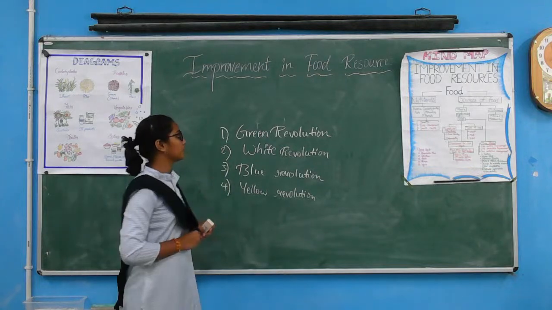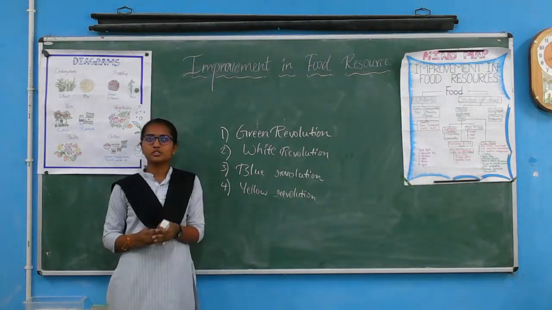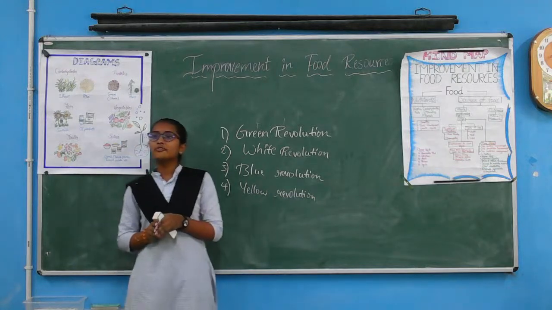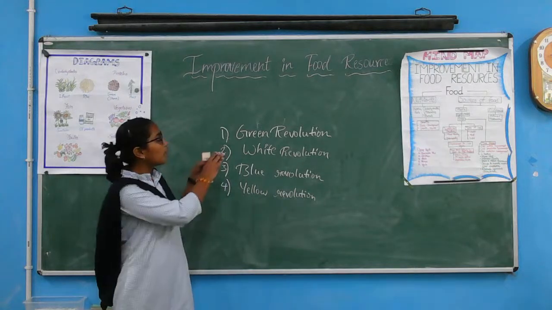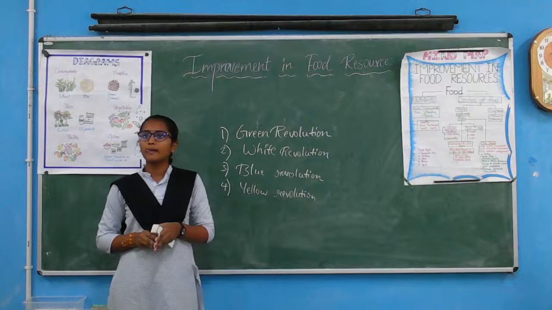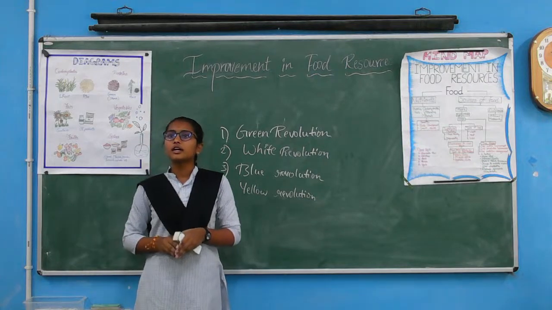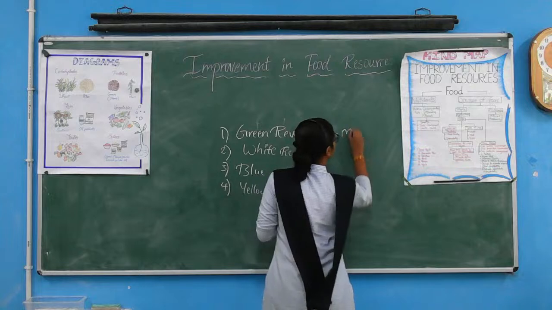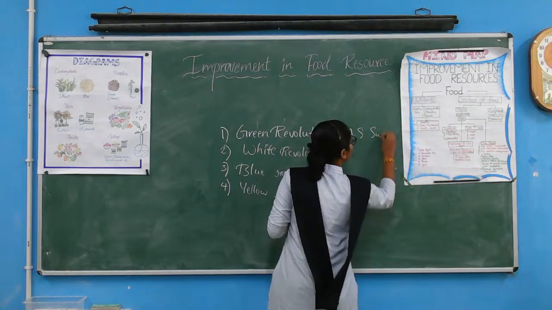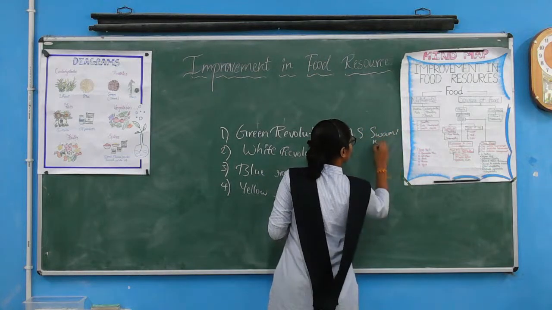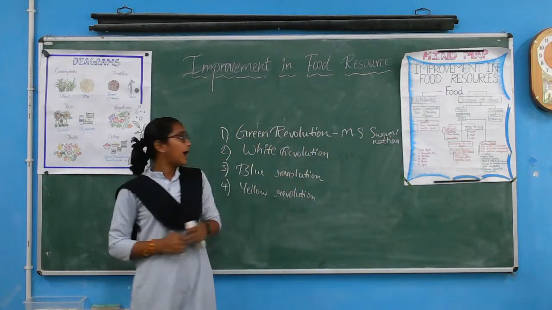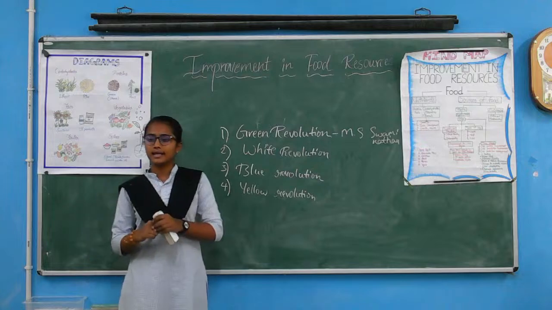First is Green Revolution. It was made for more production of grain so as to feed all the citizens in our country. Can anybody from the boys tell me who was the father of Green Revolution? MS Swaminathan. Yes, it is correct. The father of Green Revolution was MS Swaminathan, and this revolution took place in the 1960s.